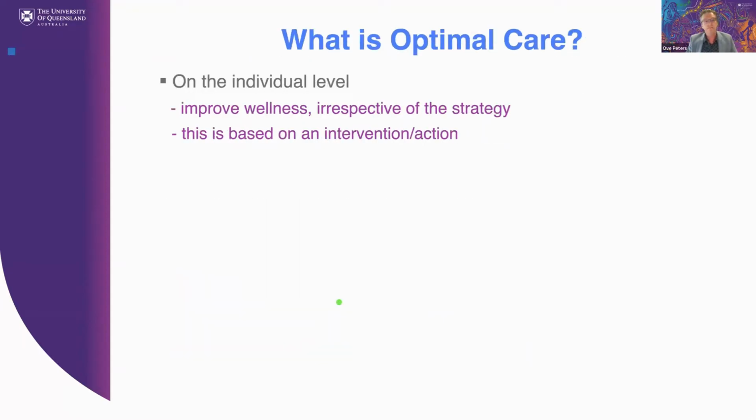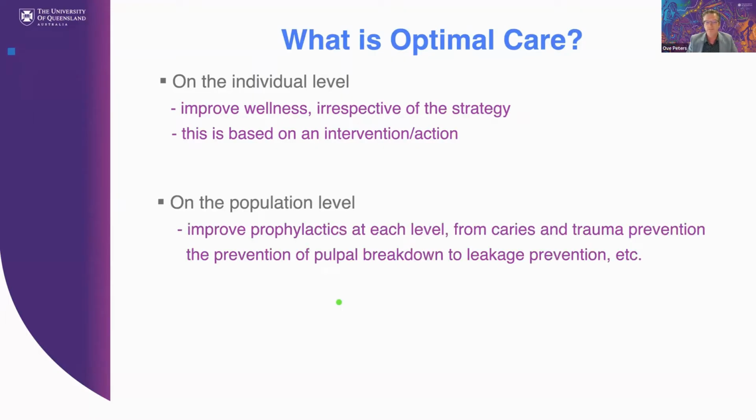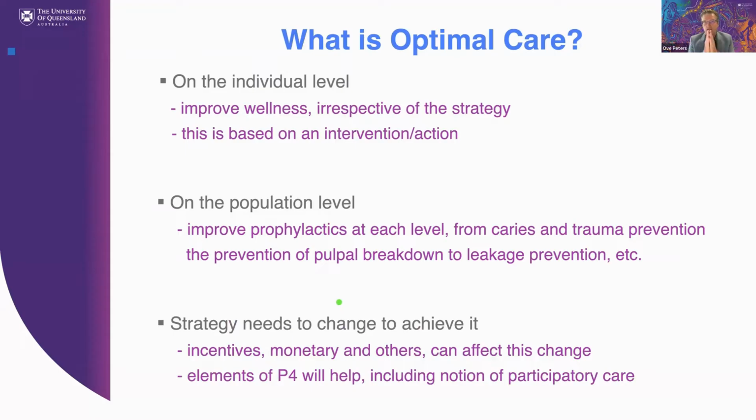So what is optimal care then? On an individual level, it's an improvement of wellness. Not just an absence of pain, irrespective of the strategy. And it's based on an intervention, action, or perhaps non-action, depending on what the scenario is presenting itself. On the population level, prophylaxis. From caries, trauma prevention, pulpal breakdown, and so forth, as I mentioned before. And the strategy needs to change significantly. Incentives are monetary. More often than not, this works just by the way the fee schedule is set up. Only that can affect change really. If the fee schedule stays the same, behavior of individuals in the marketplace will stay very similar.